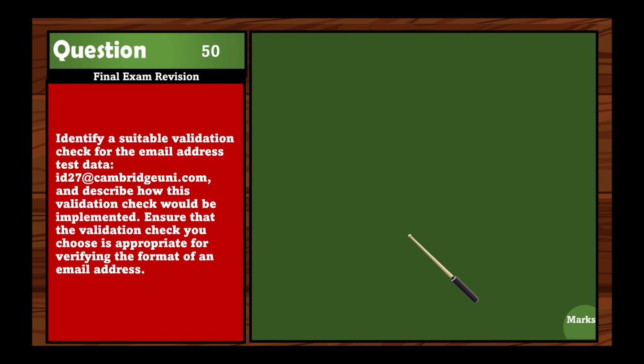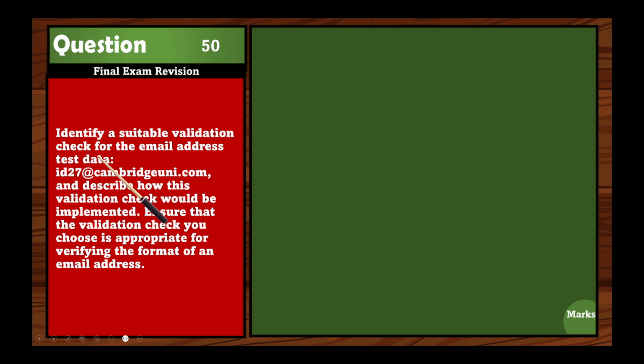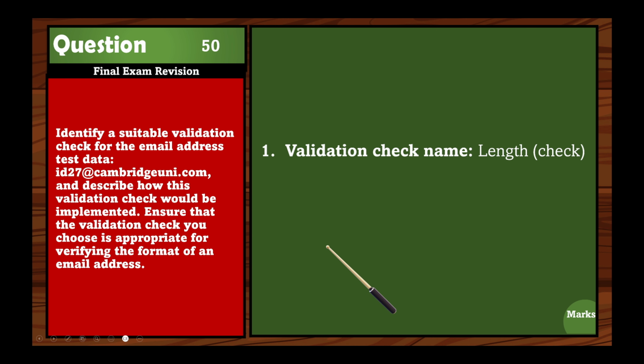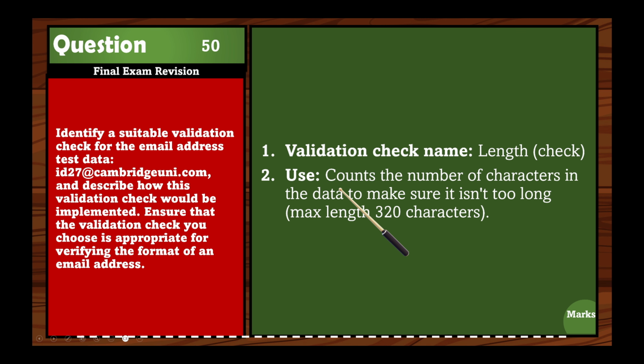Okay. Question 50. Identify a suitable validation check for the email address test data. Describe how this validation check would be implemented and ensure that the validation check you choose is appropriate for verifying the format of an email address. Here the validation check could be the length check. The length check is used to count the number of characters in the data to make sure it isn't too long; the max length is 320 characters.